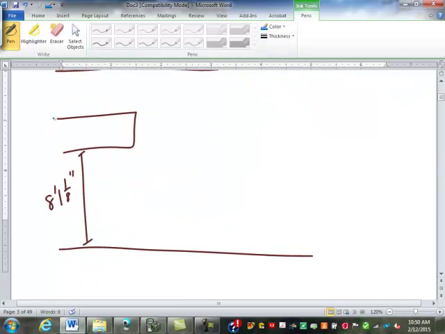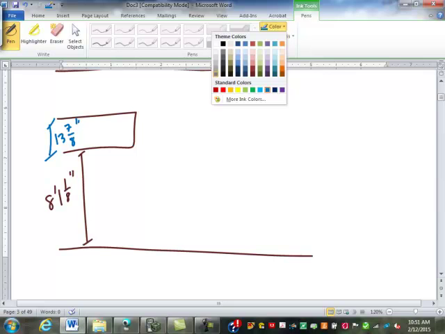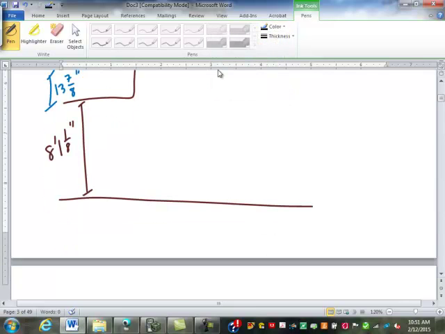And let's say we have a floor thickness here of 13 7/8 inches. I went with 13 7/8 just because that makes that add up to an even number of inches. So now we need to find our total rise.